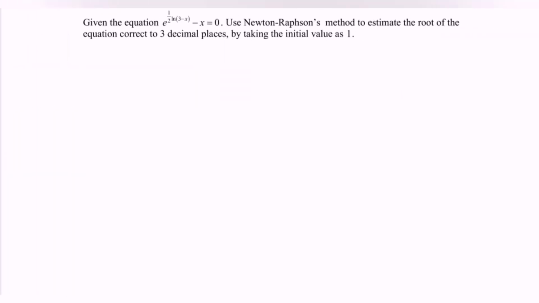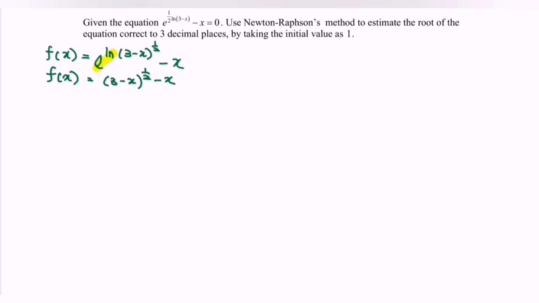Hello everyone, in this video, I'm going to discuss the example for Newton-Raphson. Kindly refer to the question, given the equation f(x) is equal to the exponent. Kindly rewrite the situation. We have ln, and then we have bracket 3 minus x to the power 1 over 2 minus x. Kindly simplify this function. Here we have exponent ln, so if we simplify, it becomes 1. So rewrite the function f(x) is equal to (3 minus x) to the power 1 over 2, minus x.